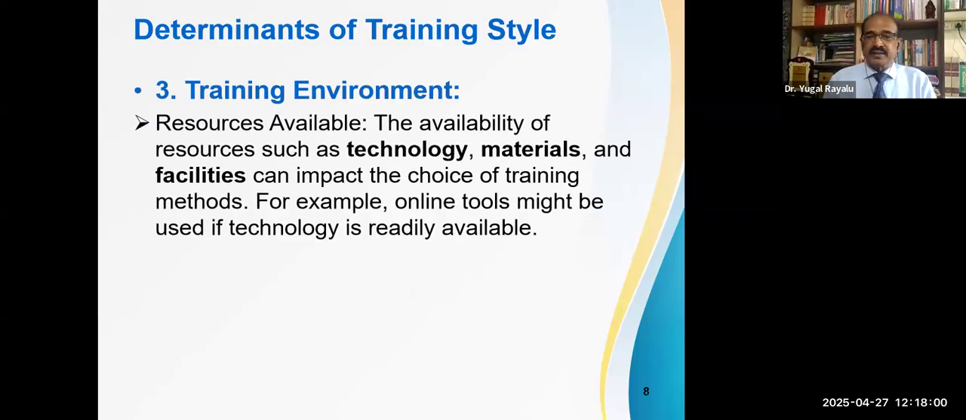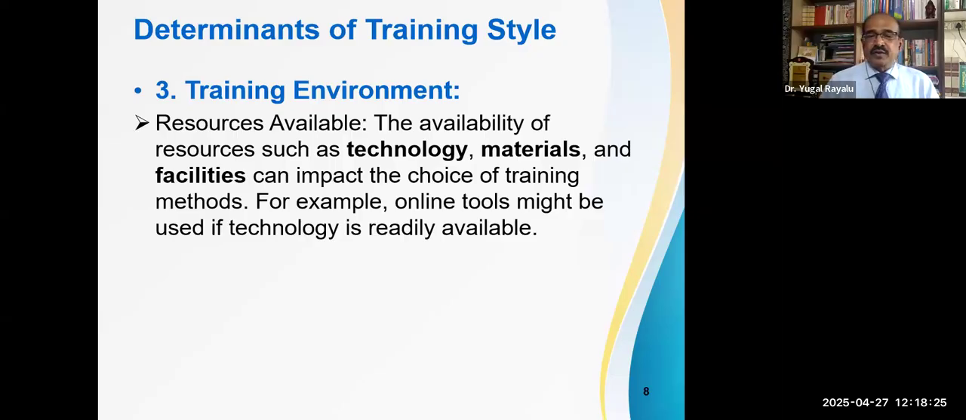What kind of training environment do we keep? We have discussed this: keeping the system around in front of the flow charts or in front of the electronic boards. The availability of resources such as technology, materials, and facilities can impact the choice of training methods. For example, online tools might be used if technology is readily available.